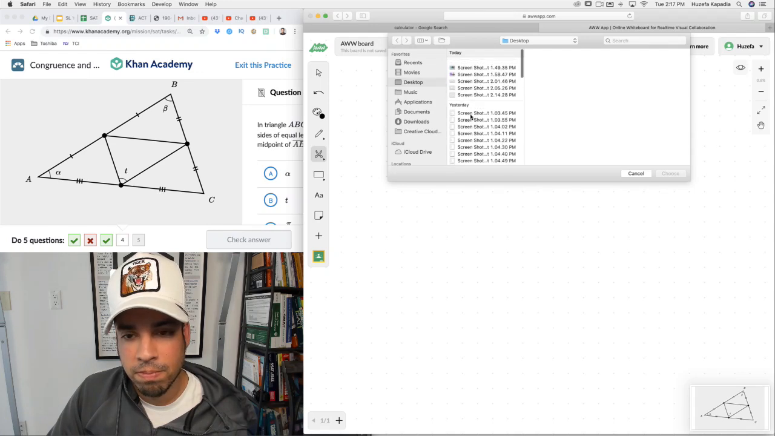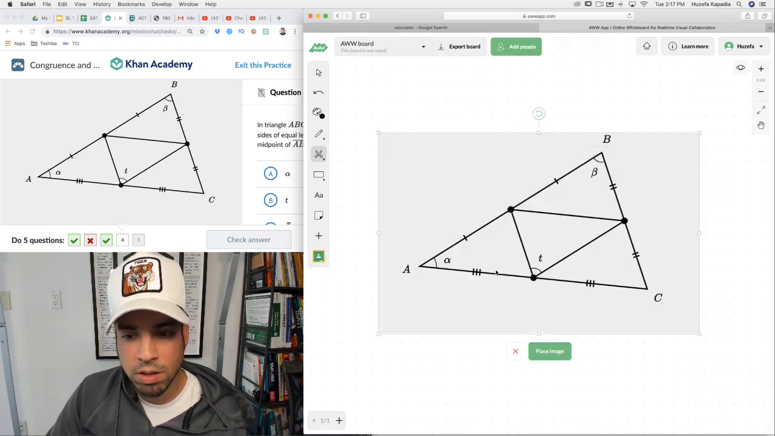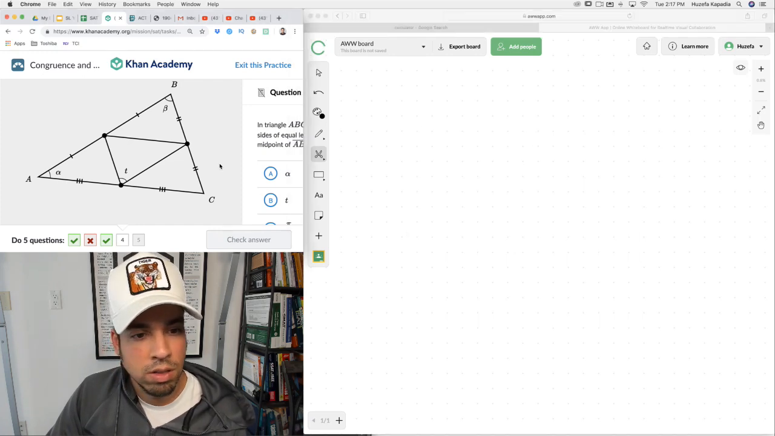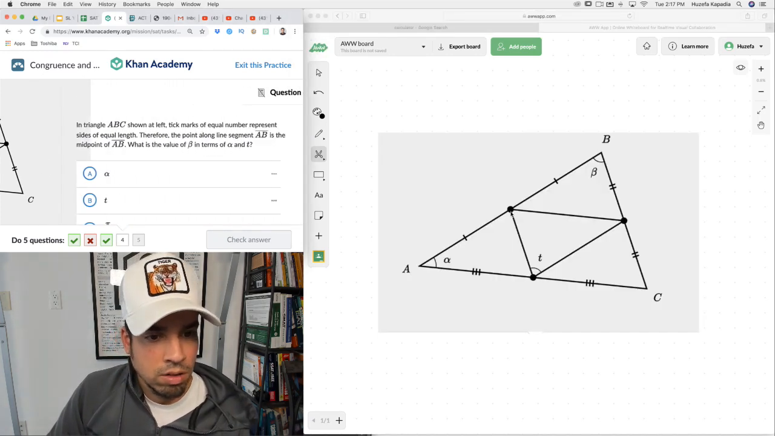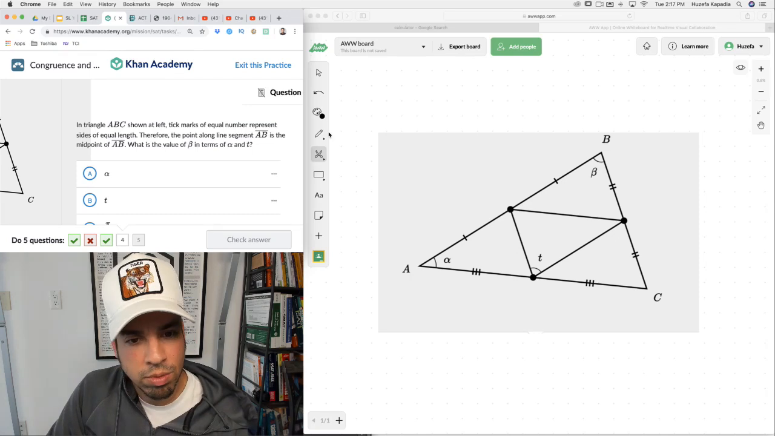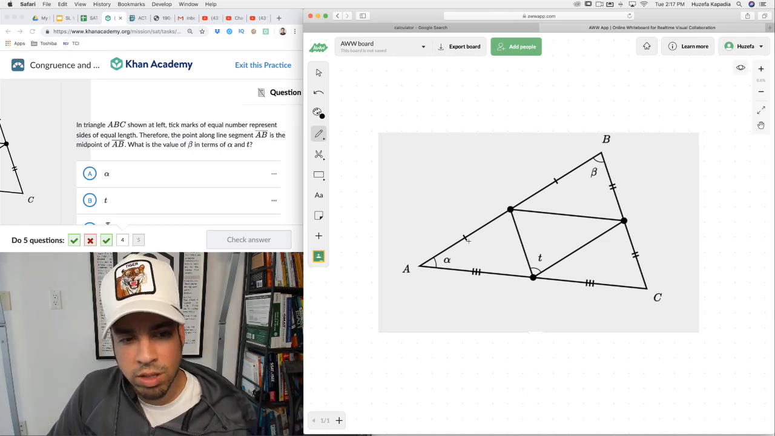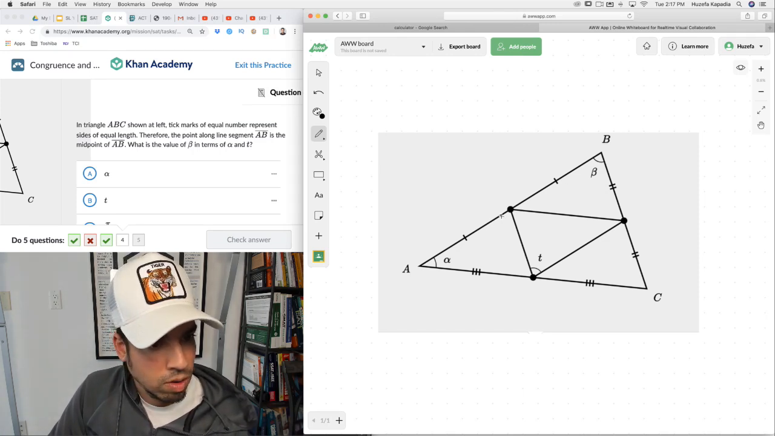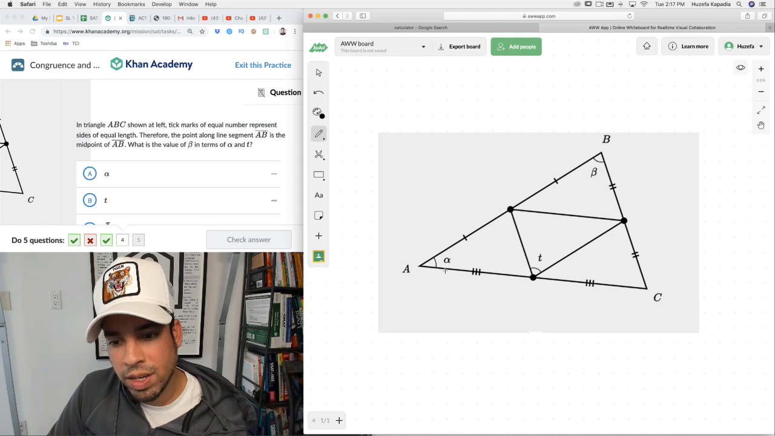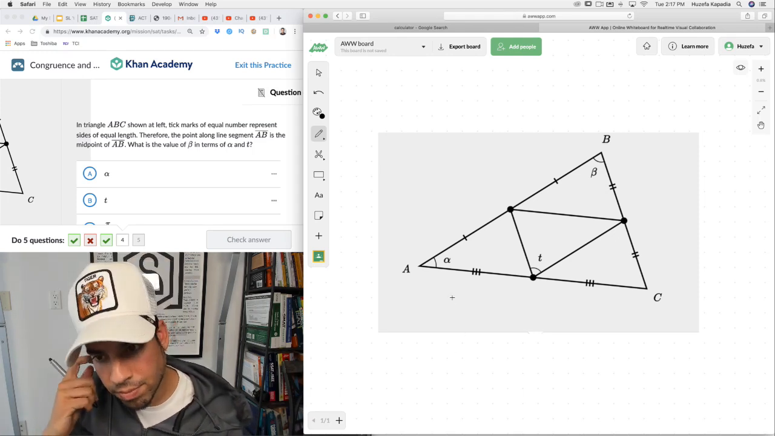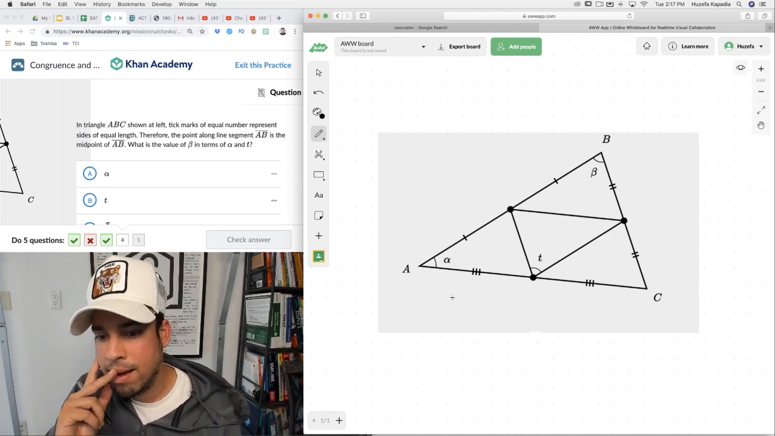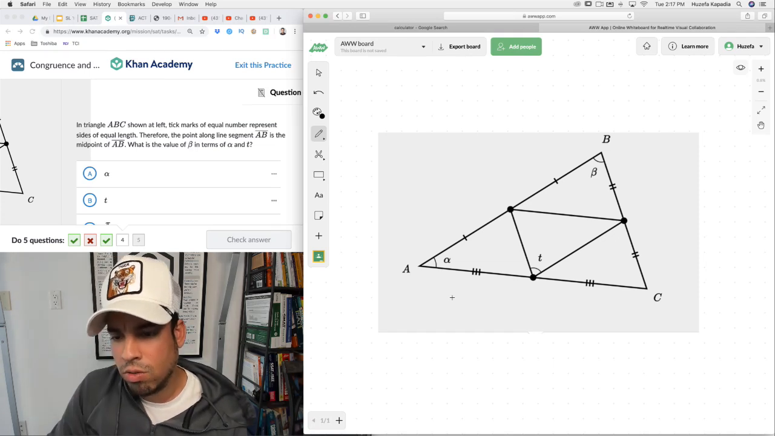In triangle ABC shown at left, tick marks of equal number represent equal side lengths. Therefore, the point along segment AB is the midpoint of AB. What is the value of B in terms of A and T? I don't even know why I read that without looking at the diagram. Okay, so these two are equal and they kind of marked it. B in terms of A and T. Okay.